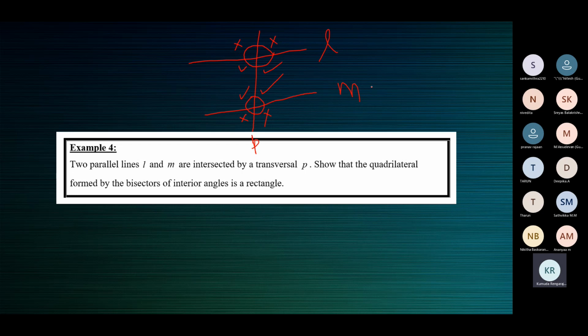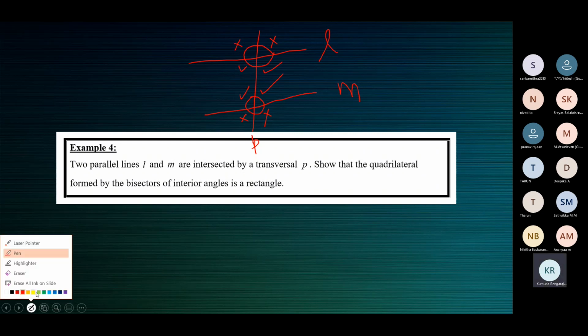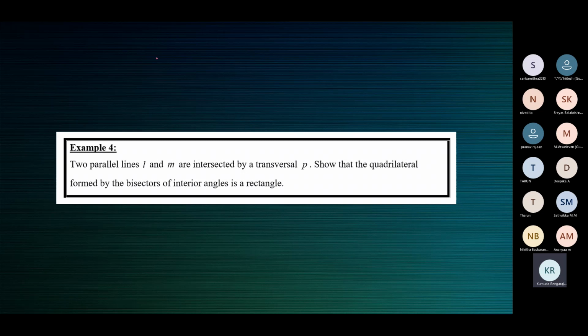So when two parallel lines are intersected by a transversal P, we need to prove that the quadrilateral formed by the bisectors of the interior angles is a rectangle. So this figure is not given. You need to make it yourself. Parallel lines intersected by a transversal, interior angle, interior angle, interior angle, interior angle. Let me take a new slide.